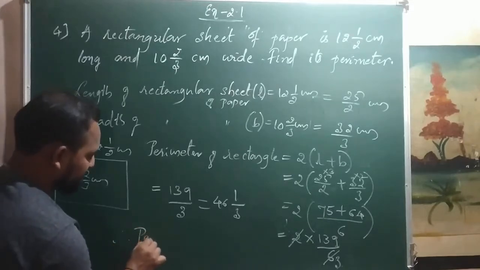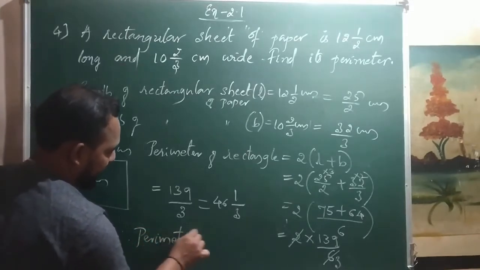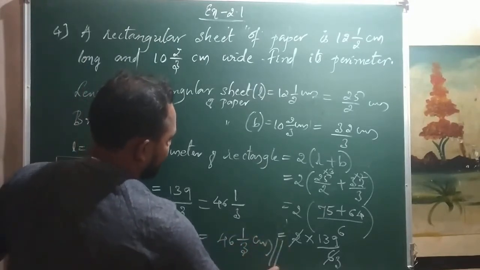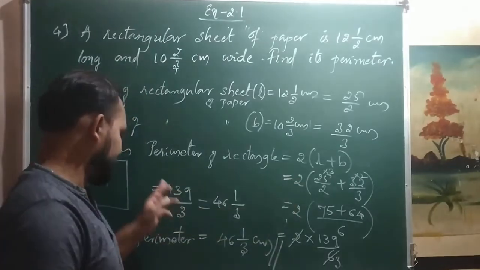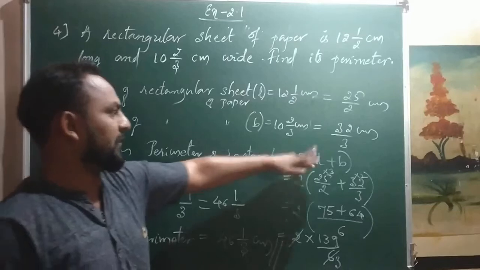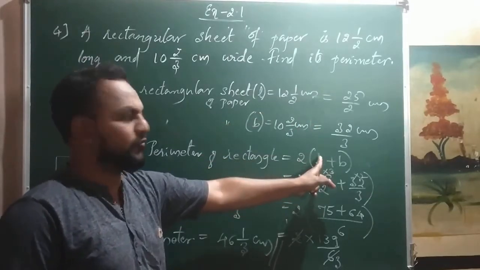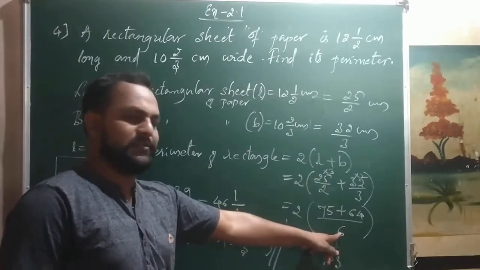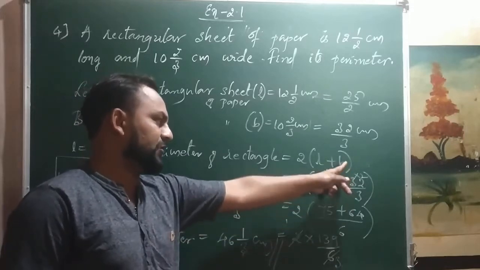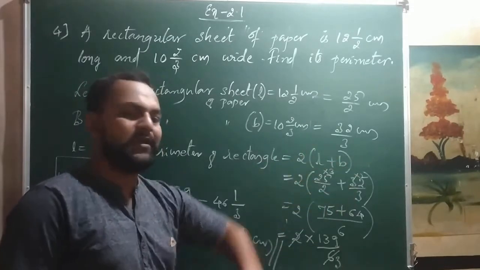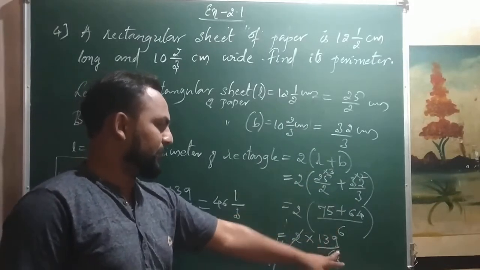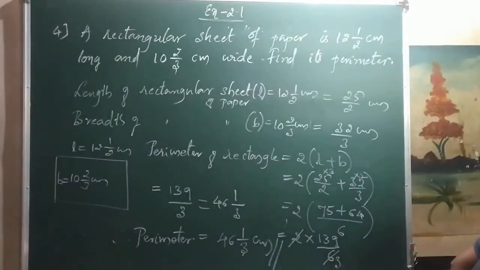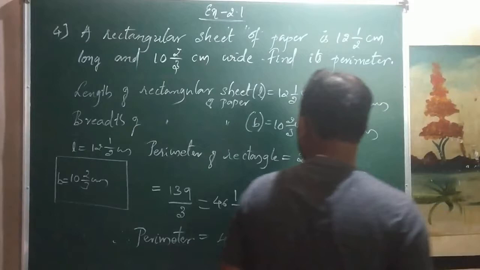Therefore, the perimeter of the rectangle is 46 1/3 centimeters. That is the first one, then the second. The perimeter of a rectangle: length and breadth, 2L plus 2B means 2 times (L plus B). The LCM is 6: 25 threes are 75 and 32 twos are 64. 75 plus 64 is 139, so 139/3, which is 46 1/3.